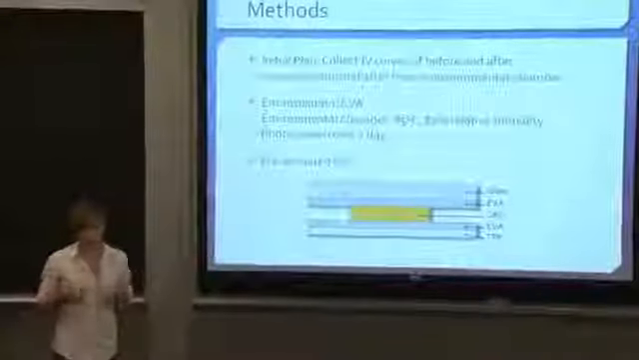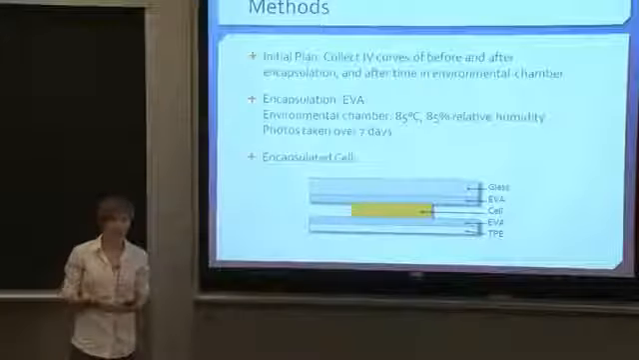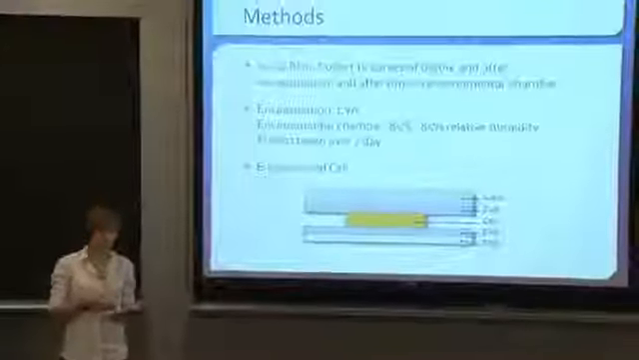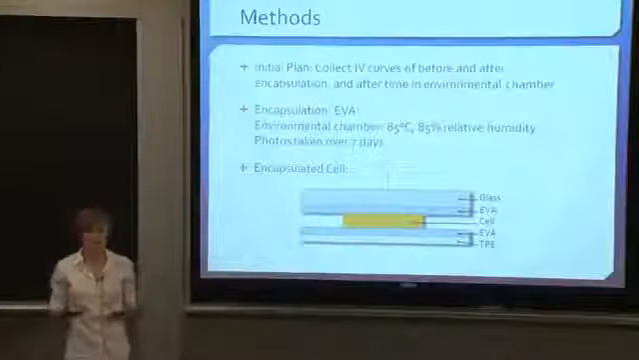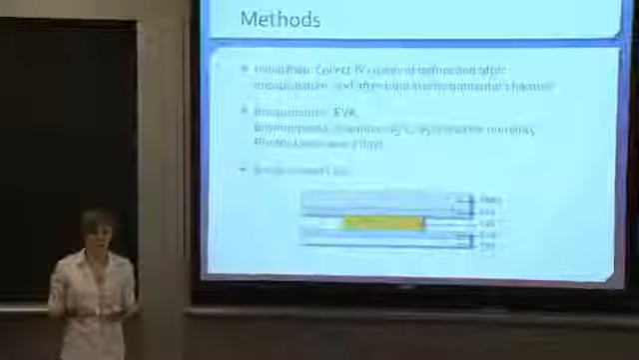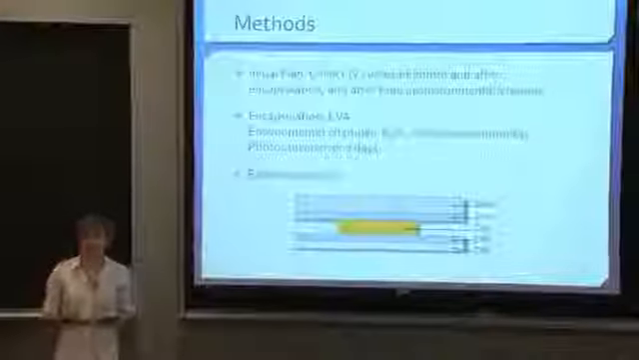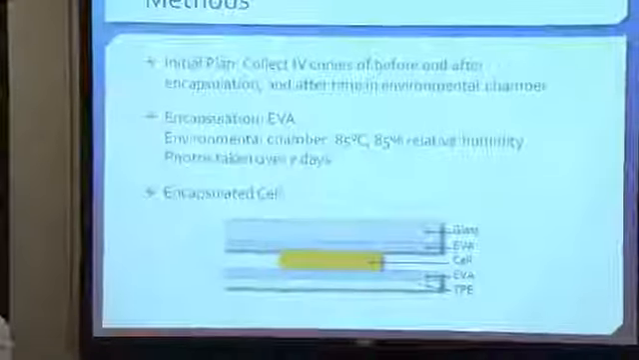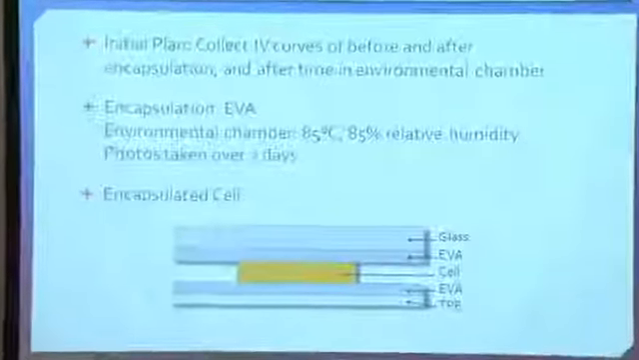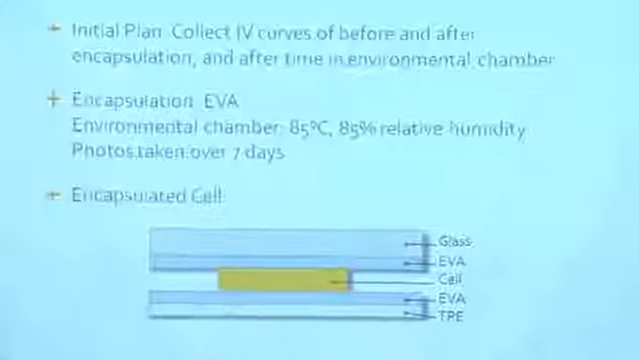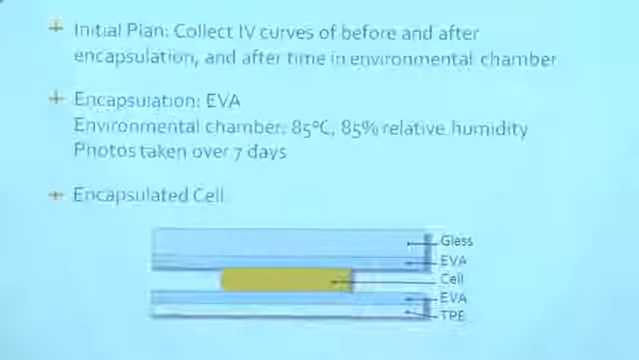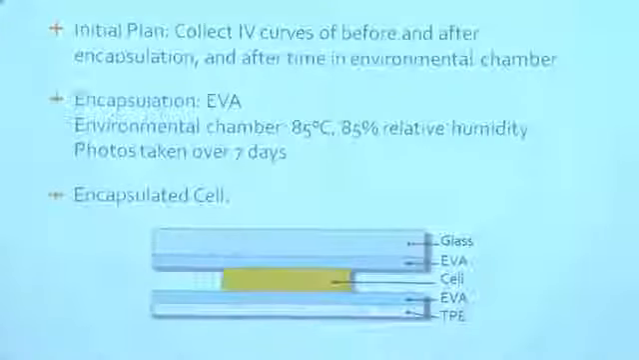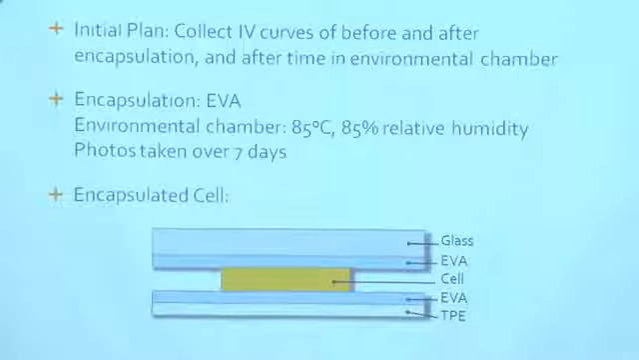All right, so our initial plan was to collect IV curves before and after encapsulation of our solar cells, and after a period of time spent in the environmental chamber. The encapsulation that we chose from a variety of materials was EVA because it's an industry standard. For our environmental chamber, we kept it at 85 degrees Celsius and 85% relative humidity to accelerate the degradation process. Then we took photos of our cells over a period of 7 days.